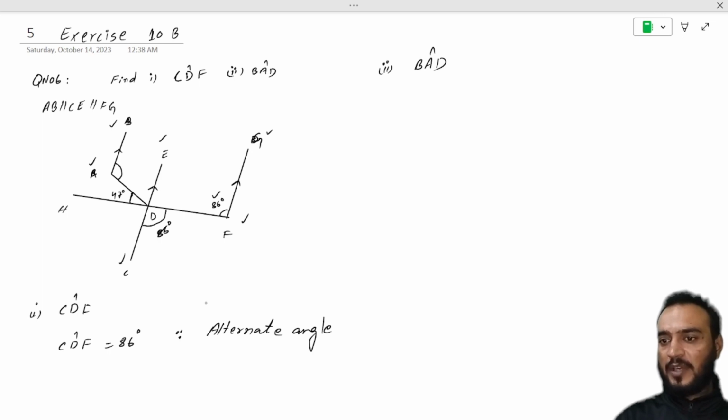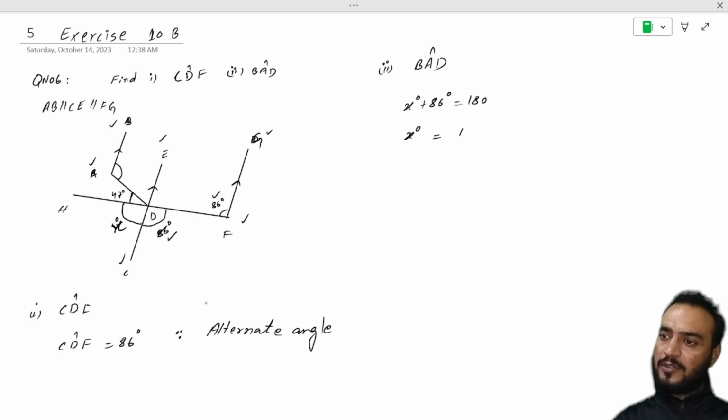Now you can see the line HF. This is a straight line, and this is the angle which is 86 degrees, and this angle, let us name it x degree. These two angles are the angles on a straight line. They are called adjacent angles. So the sum of these two angles, x degree plus 86 degree, is equal to 180 degree. If we subtract, x degree equals 180 degree minus 86 degree, so the value of x degree becomes 94 degrees.